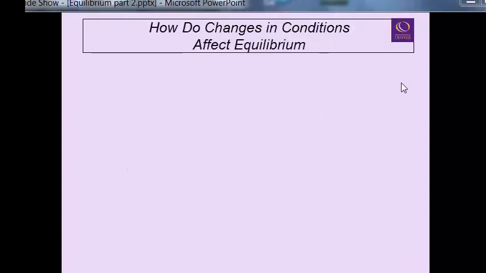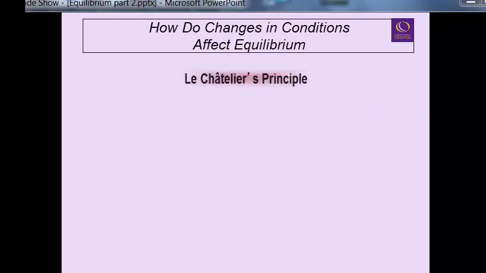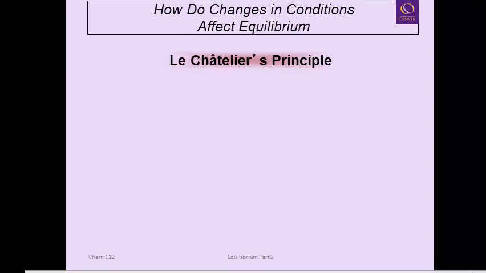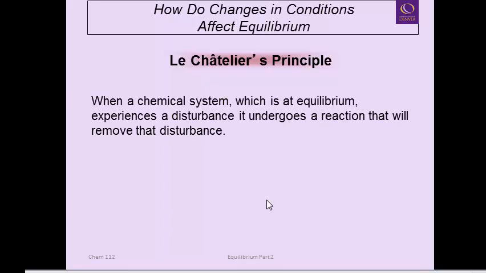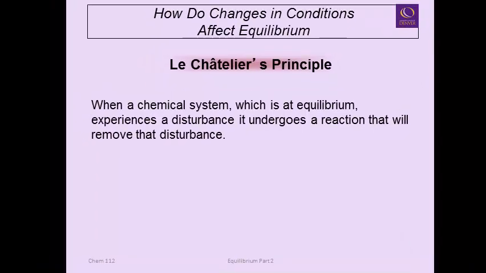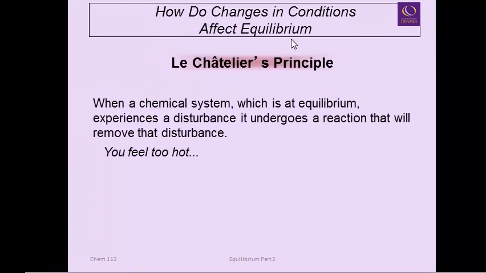There's another way to look at this, and it's called LeChatelier's principle. He basically looked at this mathematically and re-expressed that in a more qualitative form. He basically said this: when a chemical system which is at equilibrium experiences a disturbance, it's going to undergo a reaction that will remove that disturbance. So it's saying the same thing, just a little bit differently. Let's take a look at that.